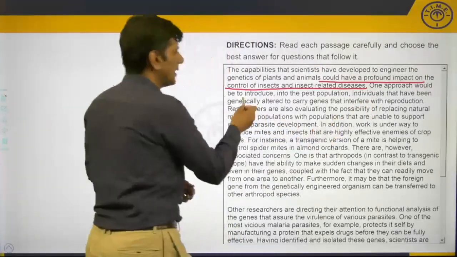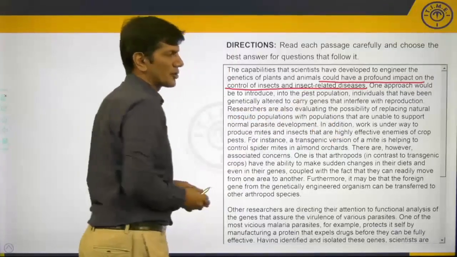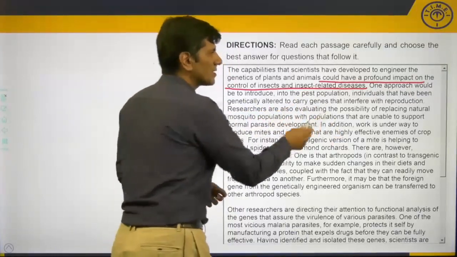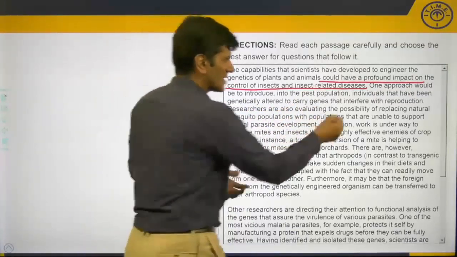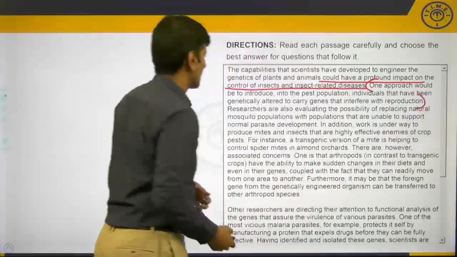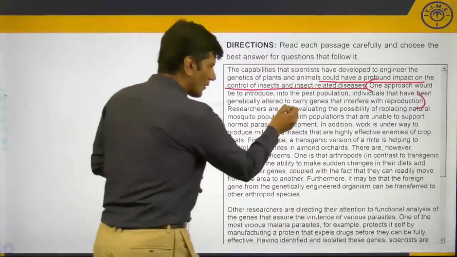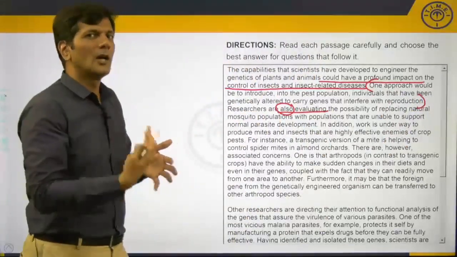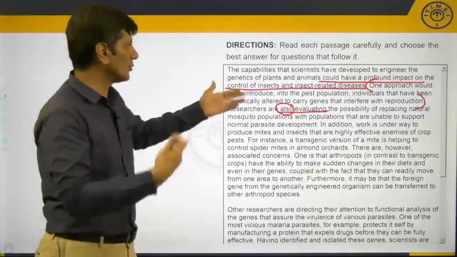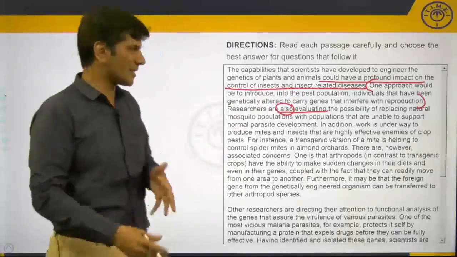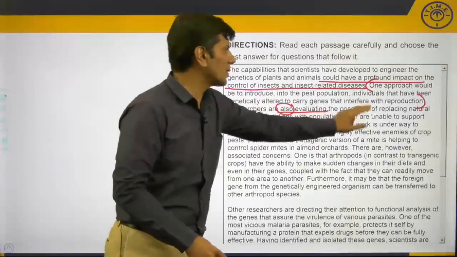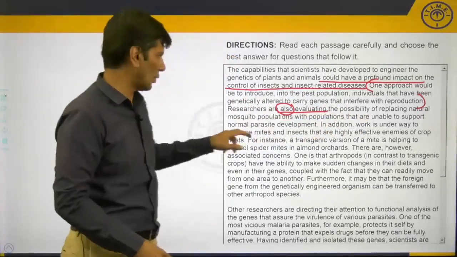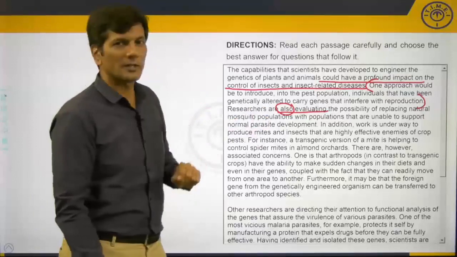One approach would be to introduce into the pest population individuals that have been genetically altered to carry genes that interfere with reproduction. So this is just one approach, one method. Researchers are also evaluating, that's your keyword again, one possible approach or a strategy to control insects and insect-related diseases. They are also evaluating the possibility of replacing natural mosquito populations with populations that are unable to support normal parasite development.